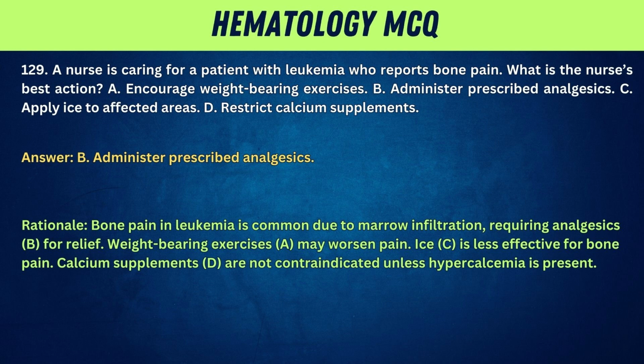Administer prescribed analgesics. Rationale: Bone pain in leukemia is common due to marrow infiltration, requiring analgesics, B, for relief. Weight-bearing exercises, A, may worsen pain. Ice, C, is less effective for bone pain. Calcium supplements, D, are not contraindicated unless hypercalcemia is present.